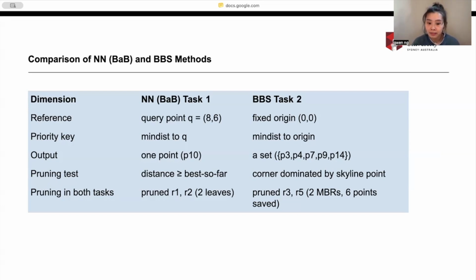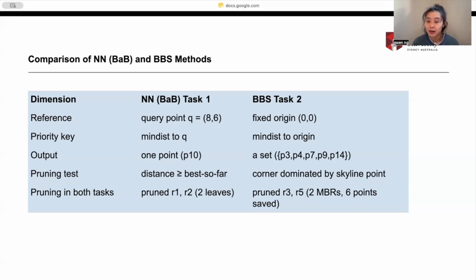NN prunes using a distance threshold that gets tighter as the search improves, and crucially, it can stop early, the moment the closest thing left is farther than the best already found. BBS prunes using dominance instead. And because skyline is a set rather than a single answer, it can't stop early. It has to work all the way through the queue.